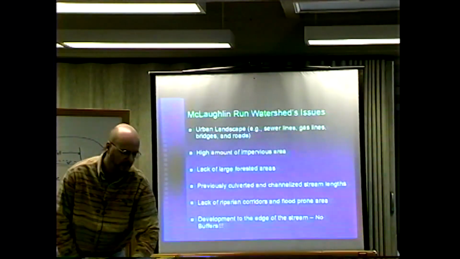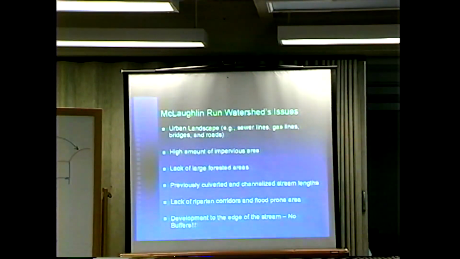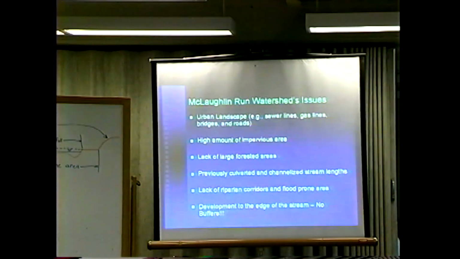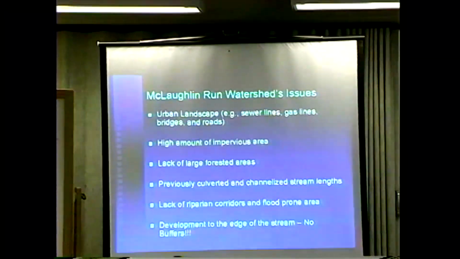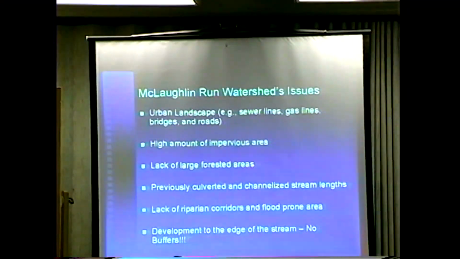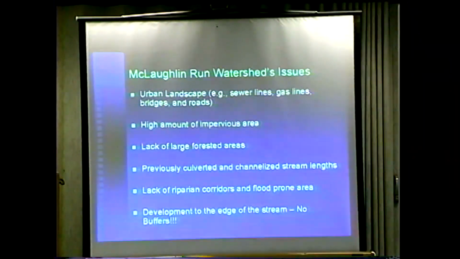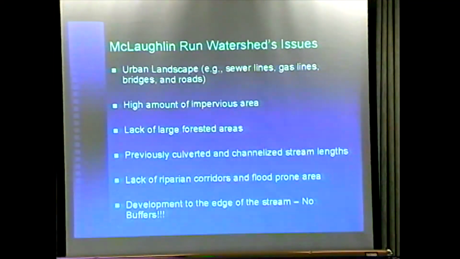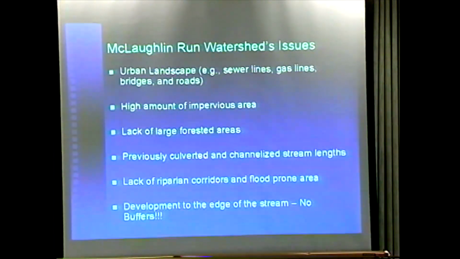Let's move on. Issues for McLaughlin Run watershed. It's an urban landscape. We have sewer lines, gas lines, bridges and roads, and recreational facilities that we have to pay attention to. We have high amounts of impervious areas discussed before. Really, though there are areas of forest land, they're not large in comparison to the amount of impervious area. Those would be the residential and commercial areas.